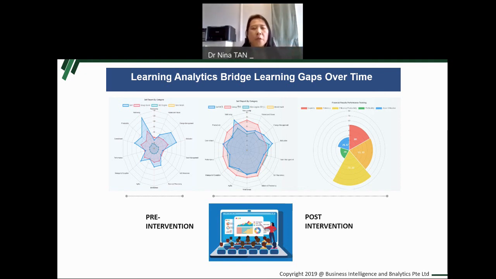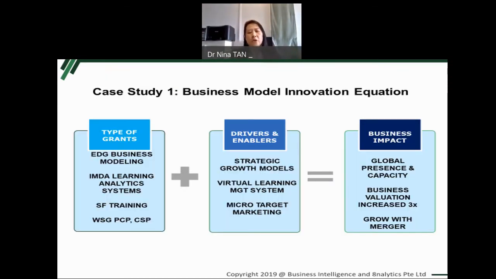So it's a very powerful realization of how a remodel of your business model and adoption of technology can lead to a great impact to your business. So as a result of the business model innovation equation, tapping on EDG business modeling, tapping on IMDA learning management system analytics, also with training and the human resource grants, those grants help them over a period of time.